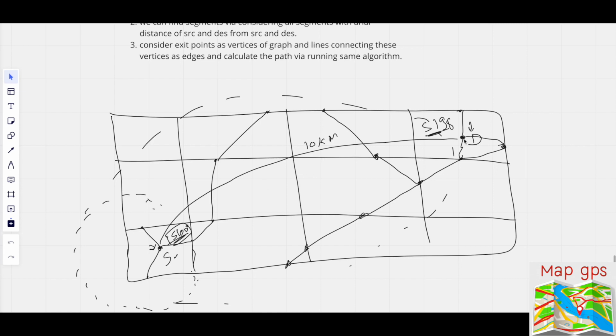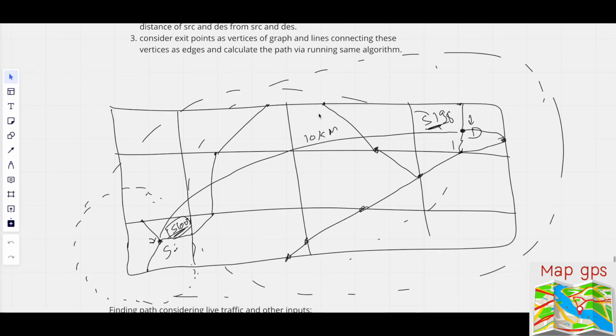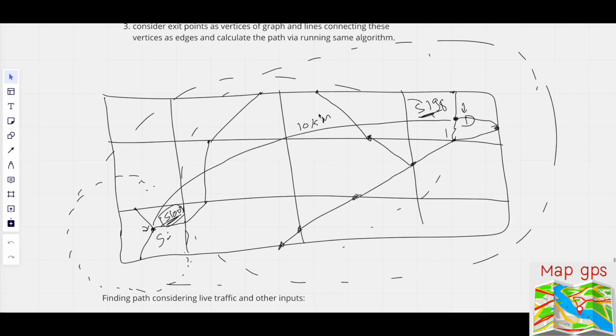Same thing I will do for D: from here if I draw a circle of 10 kilometers, which will be like this, give me all the segments. So I will receive a list of segments for this and segments for this. Now I will consider all those segments.